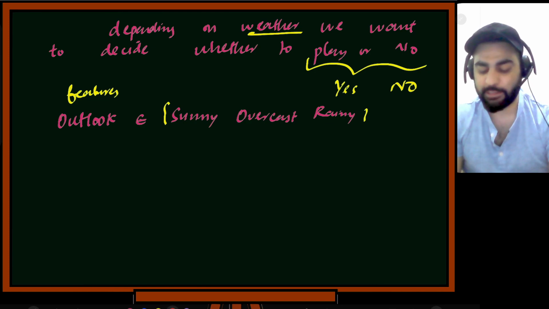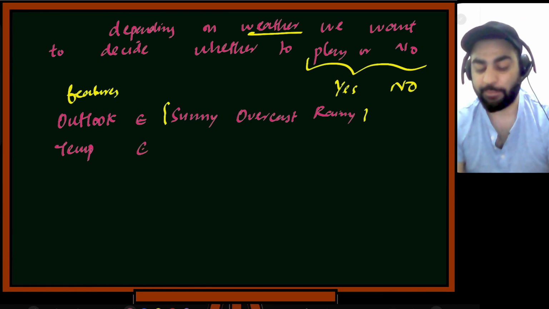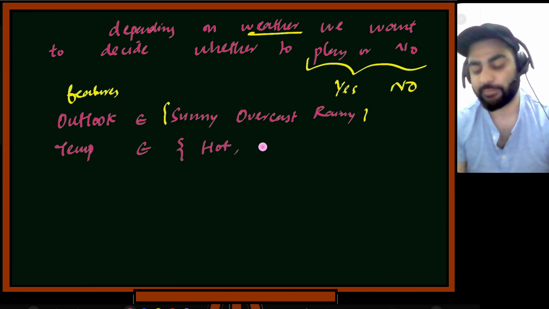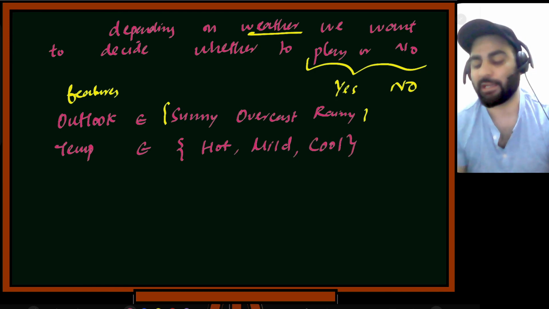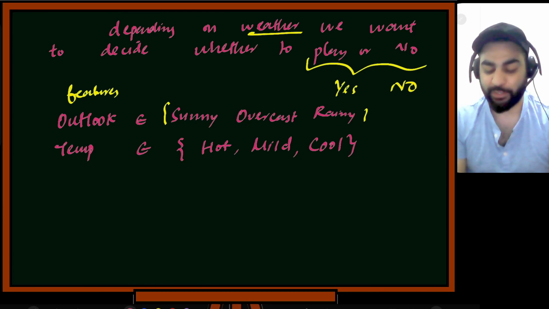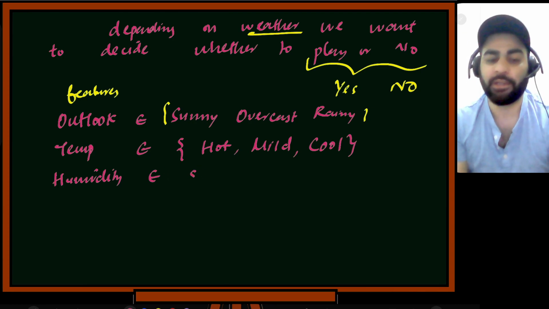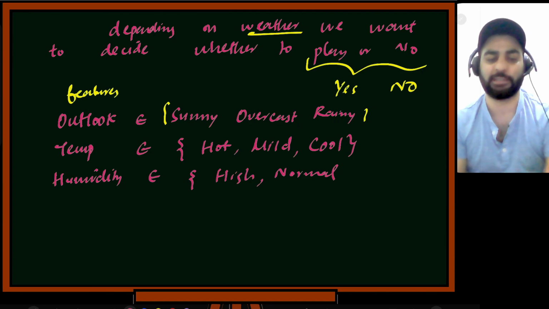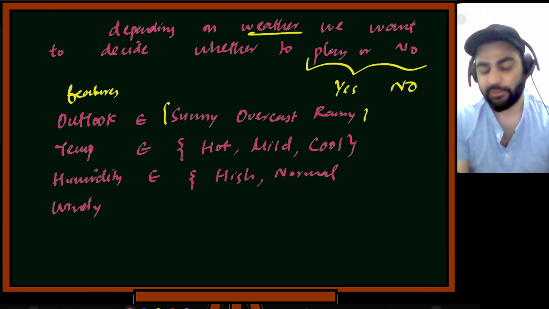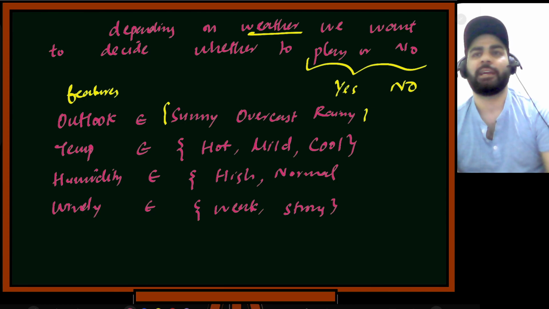Then I have temperature, another feature. Temperature can take values of hot, like in Bangalore, mild, like in Kashmir right now, cool, maybe in Antarctica, something like this. Then I'll also take humidity, again a feature, which can take the value high or normal. We are not giving exact values, we just give class values. Then windy, which can be weak wind or strong wind.